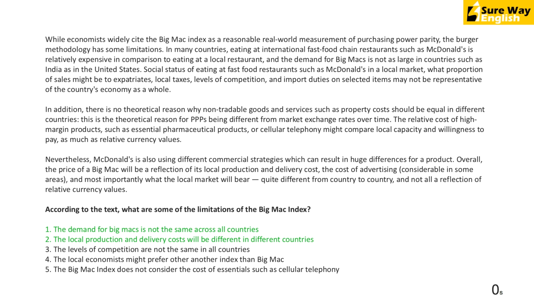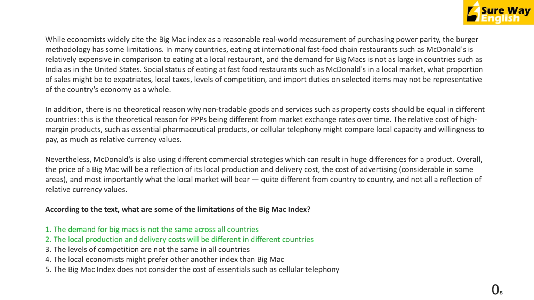Second, the local production and delivery costs will be different in different countries. So that information is there in the third paragraph. Overall, the price of a Big Mac will be a reflection of its local production and the delivery cost. So they are different. Okay, and it says that it is quite different from country to country, and that's why the Big Mac index would be limited by it. So that's a limitation.